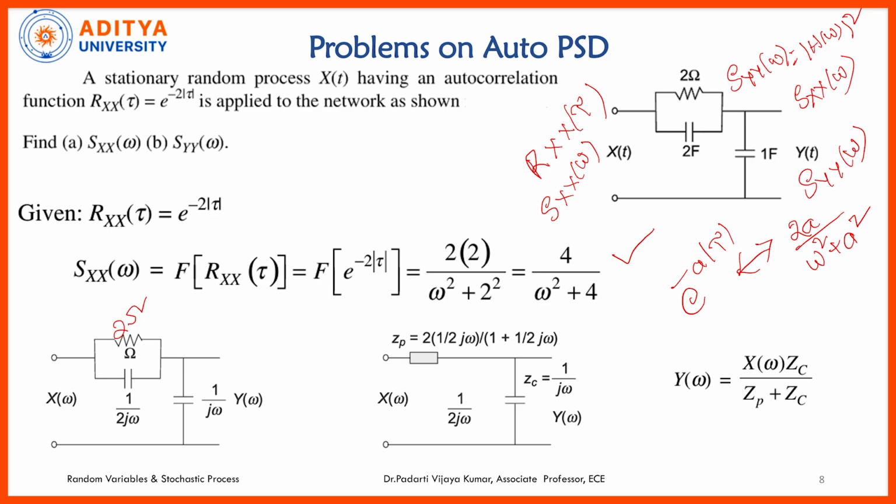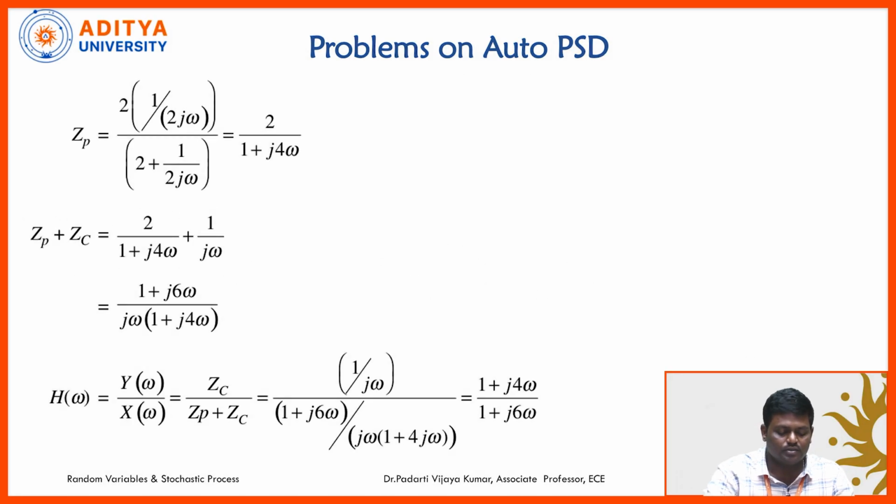Now the parallel combination of this impedance is computed using Z1 Z2 by Z1 plus Z2. So applying that, the parallel combination of impedance is this one. Now Y of omega is X of omega into Zc by Zp plus Zc. So Y of omega by X of omega is Zc by Zp plus Zc. The transfer function we will get is 1 plus j 4 omega by 1 plus j 6 omega.